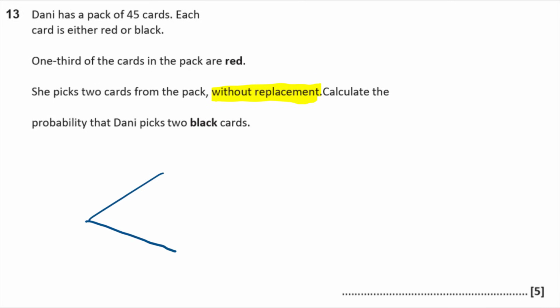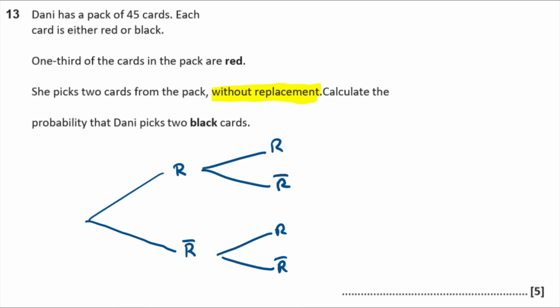Either we get red or we get black, but I'm just going to tend to use not red. So red and not red, then red and not red for our second selection, and red and not red for my second selection. Okay, so what are the probabilities here?